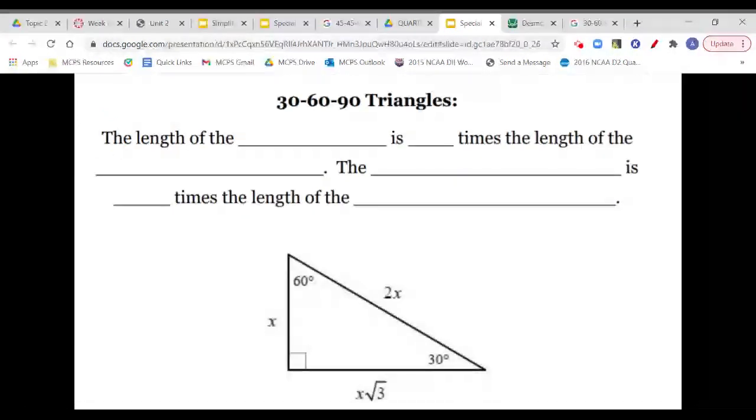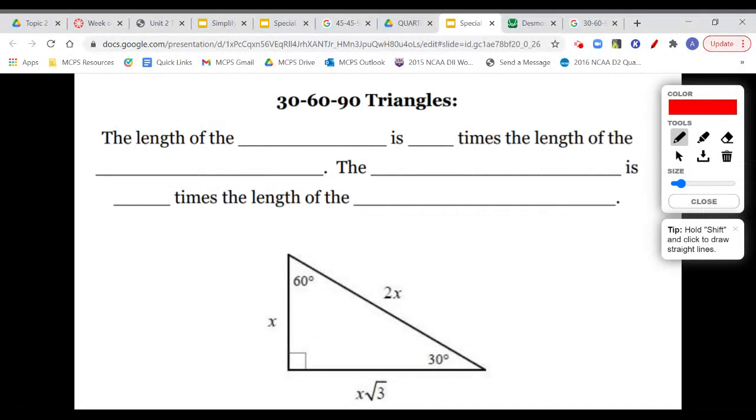So, time for some notes. We just learned, as is shown with the general x, x root 3, 2x for the 3 sides of this example here, that the length of the hypotenuse is 2 times the length of the shorter side.